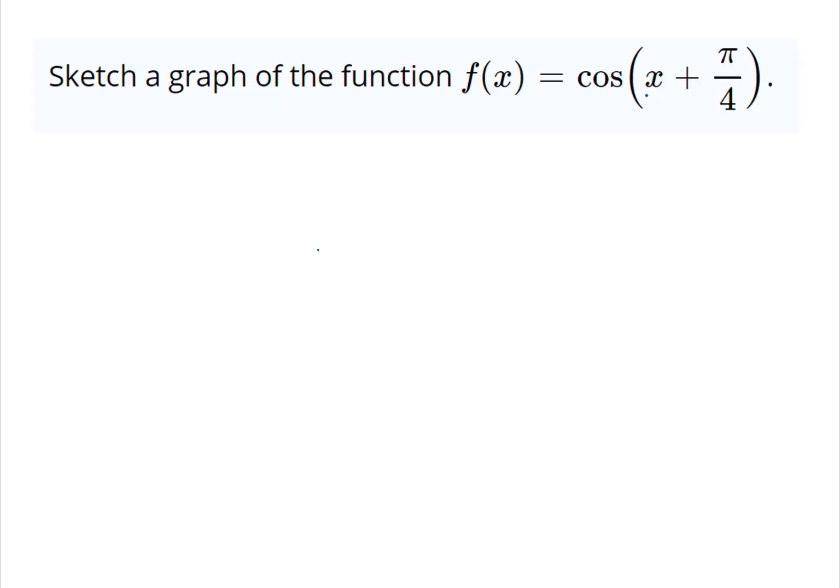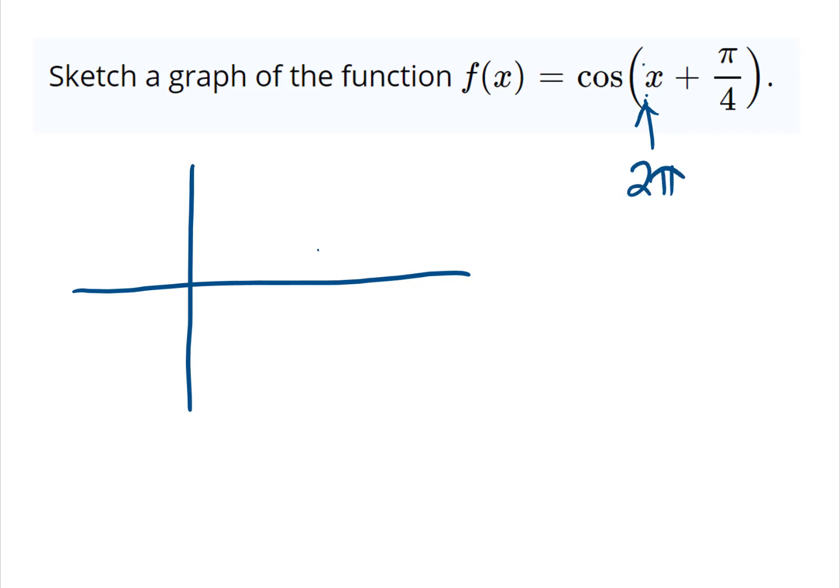We want to sketch the graph of the function cosine of the quantity x plus pi fourths. So I'm going to start by drawing my axes and determining the period. The period of cosine x is 2 pi, and there's not a number in front of the x there, it's 1, so the period's still 2 pi.